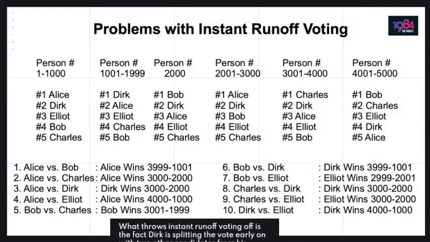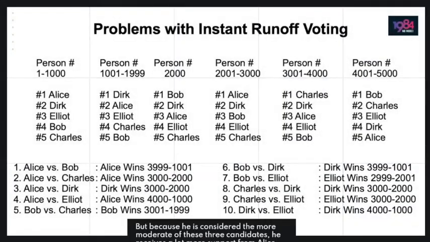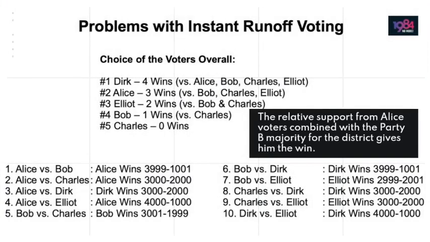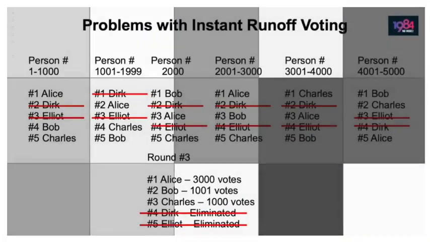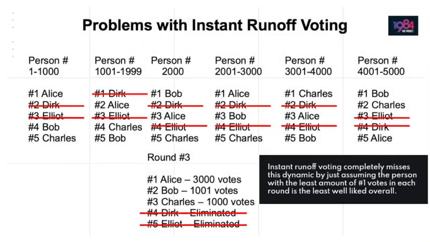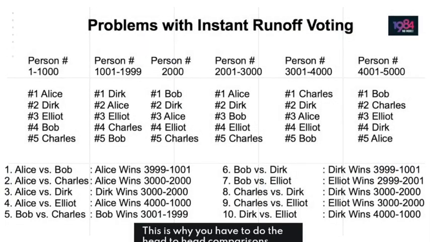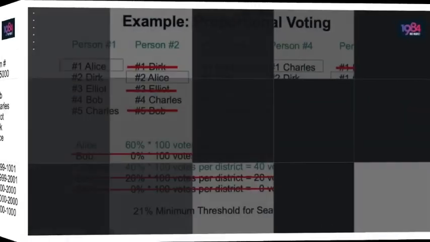What throws instant runoff voting off is the fact Dirk is splitting the vote early on with 2 other candidates from his party. He only places third within his own party, so gets shown the door early. But because he is considered the more moderate of these 3 candidates, he receives a lot more support from Alice voters that consistently chose him over everyone else in his own party. The relative support from Alice voters combined with the Party B majority for the district gives him the win. Instant runoff voting completely misses this dynamic by just assuming the person with the least amount of number 1 votes in each round is the least well-liked overall. This is why you have to do the head-to-head comparisons individually to get an accurate count.